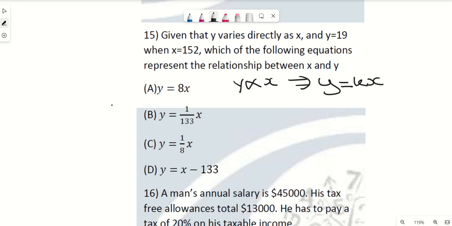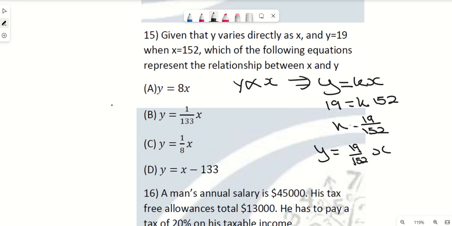So they say y is equal to 19 when x is equal to 152. So 19 is equal to k by 152. We want to find out what k is equal to. So k is equal to 19 divided by 152. This is what k is. Which of the following equations represents the relationship between x and y? So we know y is equal to 19 over 152 by x.